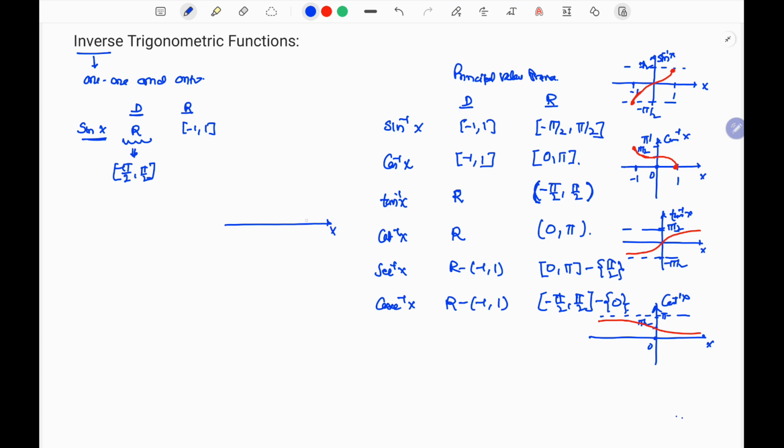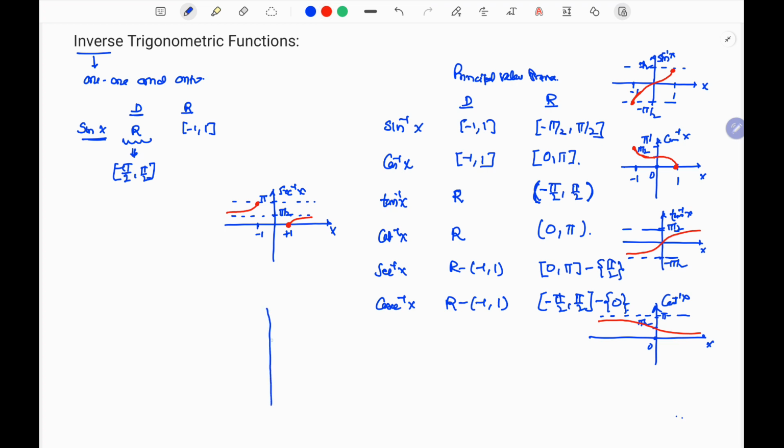To draw the graph of sec inverse x, the domain is R minus (-1, 1). So we mark the points -1 and 1. Sec inverse x will not have values between -1 and 1, and its range is 0 to pi. So in between there is pi/2, which is excluded. Therefore, the graph of sec inverse x will go from 0 toward pi/2, and again at -1 it is pi, and it again approaches pi/2. So this is the graph of sec inverse x.